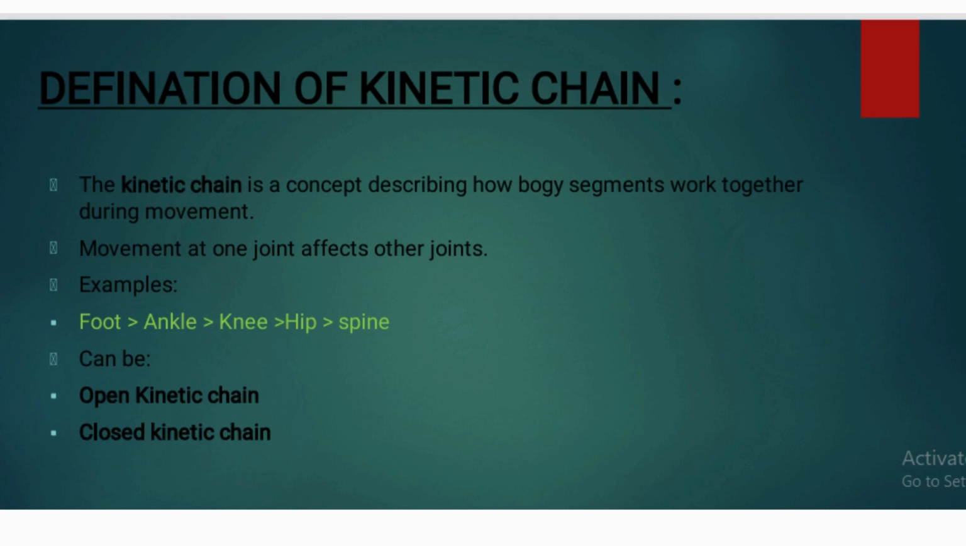So now we define what the kinetic chain is. Basically, the kinetic chain is a concept describing how body segments work together during movements. So the movement at one joint affects other joints. For example, the foot affects the ankles, knees, hip and spine. It can be an open kinetic chain or a closed kinetic chain.